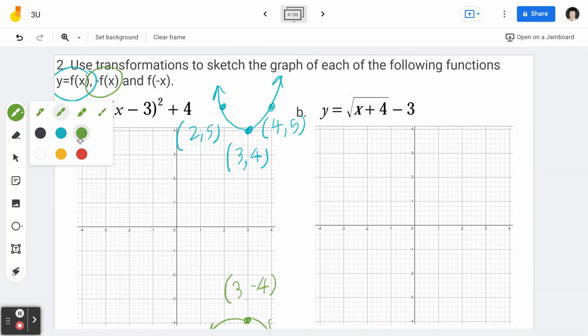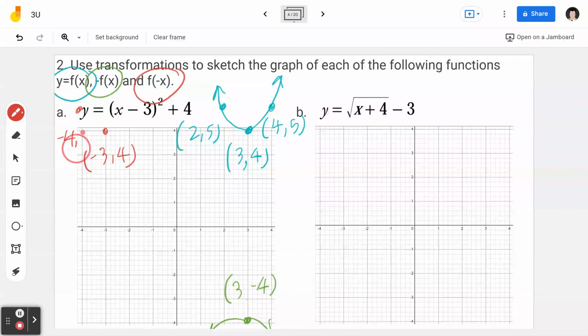And of course, if you look at the next case, f of negative x, this means it's reflected with respect to the y-axis. So instead of 3, 4, it's going to be negative 3, 4. Again, I can label this for you. The other points, 4, 5 becomes negative 4, 5. And of course, 2, 5 becomes negative 2, 5. So it's going to be, roughly speaking, right there. You connect them just like that. So there it is, f of x, negative f of x, and f of negative x.